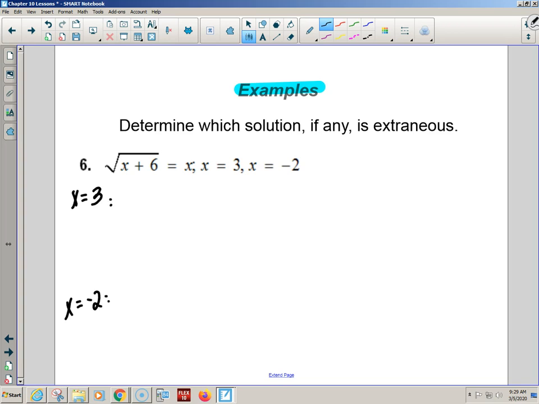Check by plugging in. Figure out which one doesn't work. Oh, I just told you one is extraneous. Someone help Hannah out real quick. Which one doesn't work? We're grading both these worksheets tomorrow. Oh, nice job.